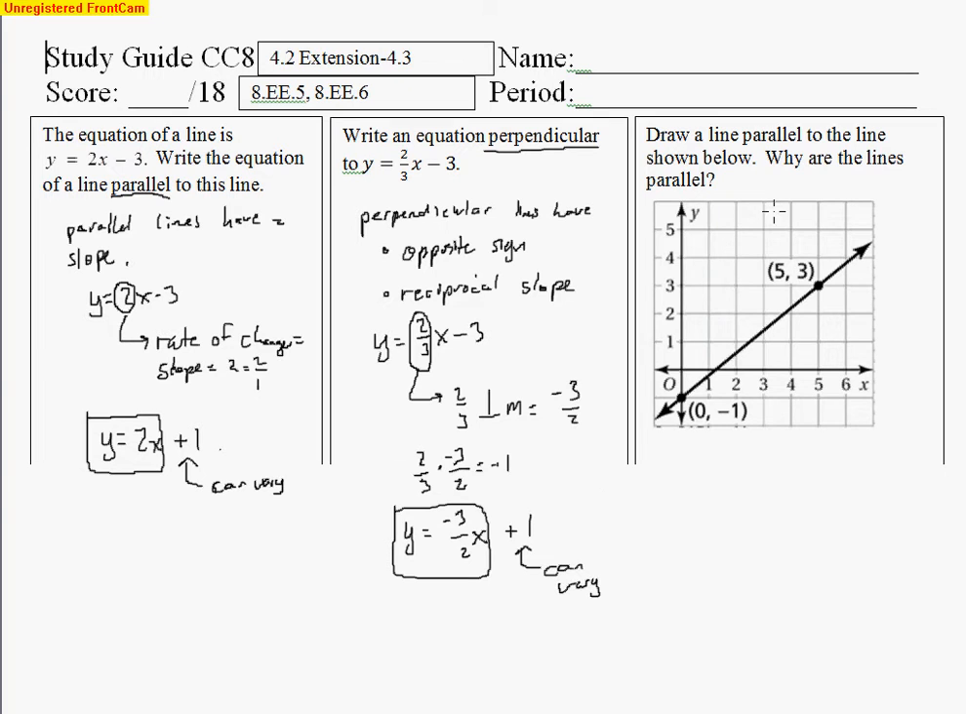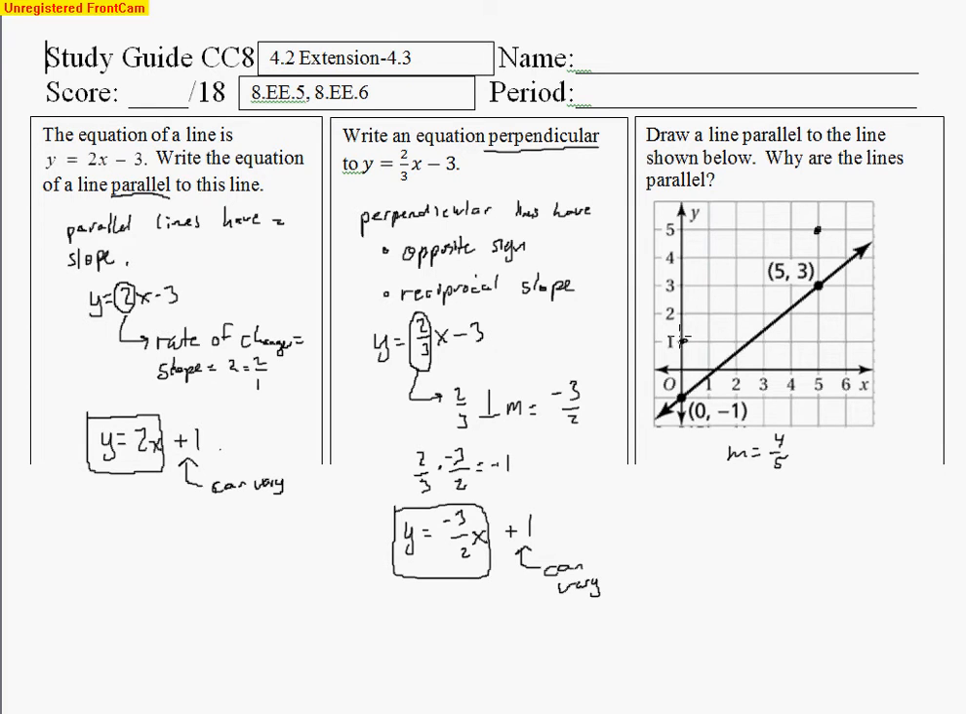So looking at this one, it says draw a line that is parallel to the one shown. Why are the lines parallel? So when I look at this, it seems that the slope is always going up 1, 2, 3, 4 spaces and over 1, 2, 3, 4, 5. So the slope equals 4 to 5. And so I need to have that same slope. So I'm just going to raise this point up a couple points and raise this one up a couple points, and I should have the same slope.